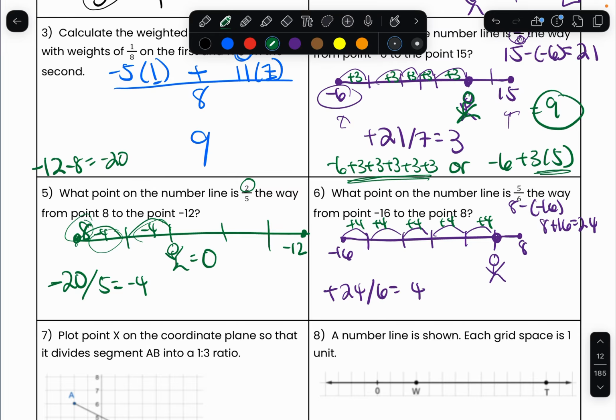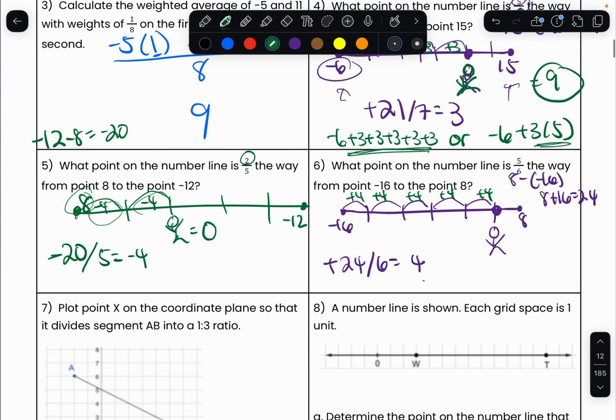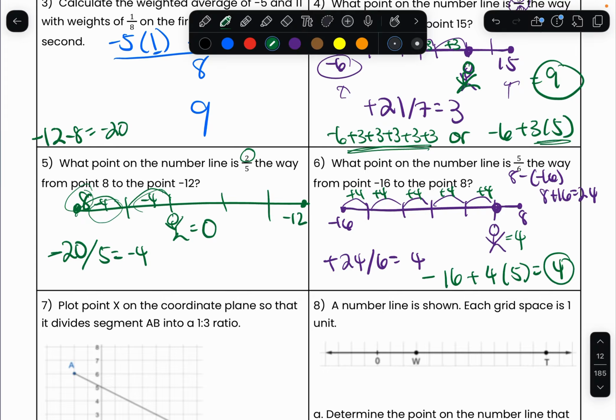Okay? Now, all I have to do is -16 plus 4 by how many jumps I have? 5. And that will give me my answer here as 4. My little person will be where the number line says 4.